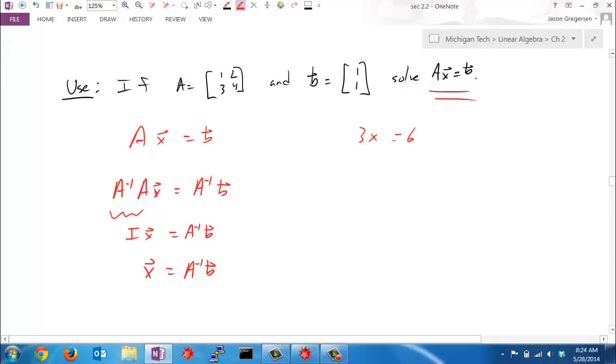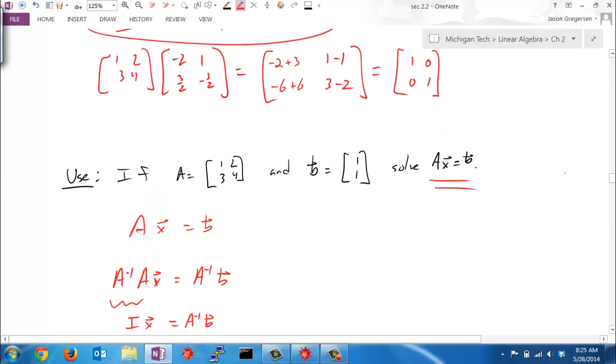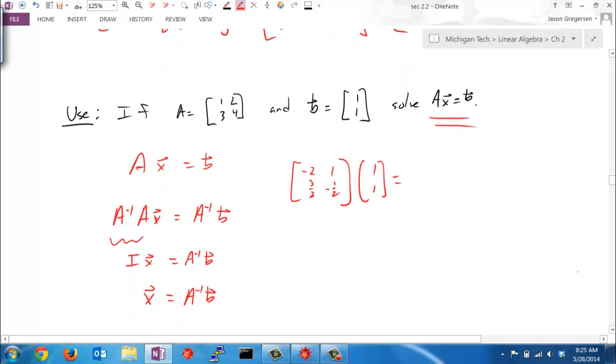So now I can do this without the row reduction, without the augmented matrix, all that kind of stuff. Once I have the inverse, I just take the inverse times b, and that should give me my solution. So if we grab that inverse from up here, our inverse was negative 2, 1, 3 halves, negative 1 half. That thing times 1, 1 should give me my solution. Now I can just calculate my solution directly. This is negative 2 plus 1, and 3 halves minus 1 half. This is negative 1, 1.